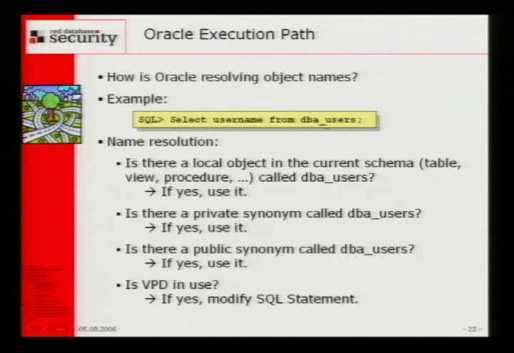Before hiding database users, we must check how Oracle is doing the name resolution. So what happens if you are checking for a username? The normal command is select username from DBA users. If you are doing this, Oracle checks first, is there a local object in the current schema called DBA users? If yes, use it. Normally there is no such object. Then we look for a private synonym. There's also normally no private synonym. Then we look for a public synonym, and normally there's a public synonym DBA users. And before it's executed, Oracle checks if there's a virtual private database rule, a special concept of Oracle, and then it's possible to modify the statement via virtual private database.